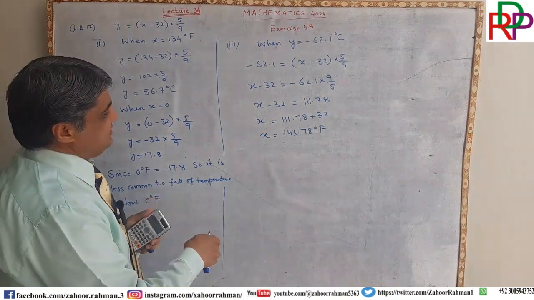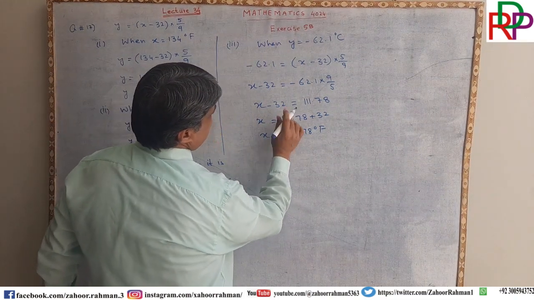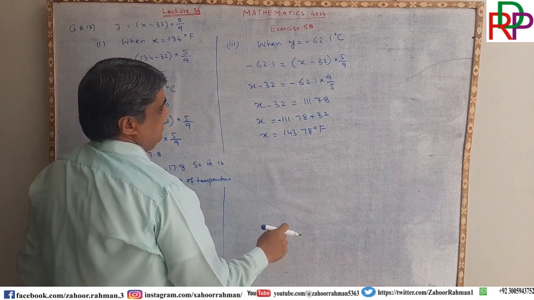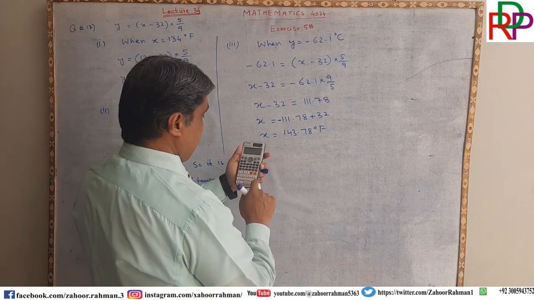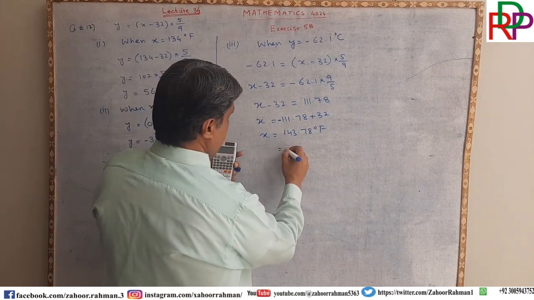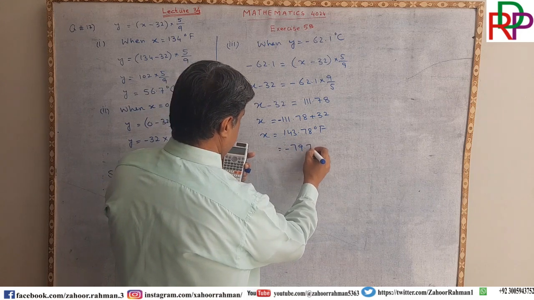Okay, this is minus, ladies and gentlemen, because of this minus symbol. So when we subtract, it will be equal to minus 79.78 degrees Fahrenheit.